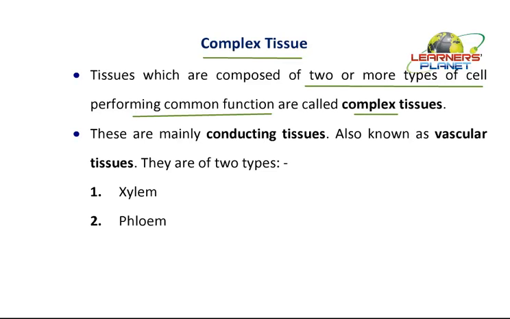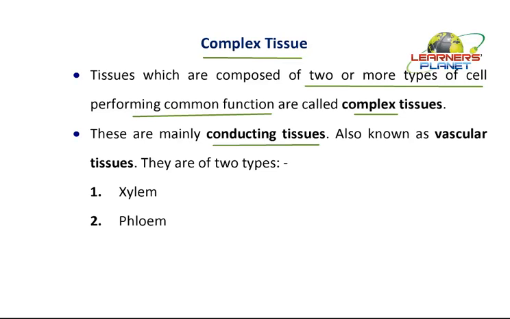Now these complex tissues are mainly the conducting tissues. Why are we calling them conducting tissues? The reason is that these tissues help in the conduction of various materials. What does it mean? It means that different substances like water, minerals, food, hormones are supposed to be transported from one site to another, and the tissue helps in this transportation process, so these are known as conducting tissues.